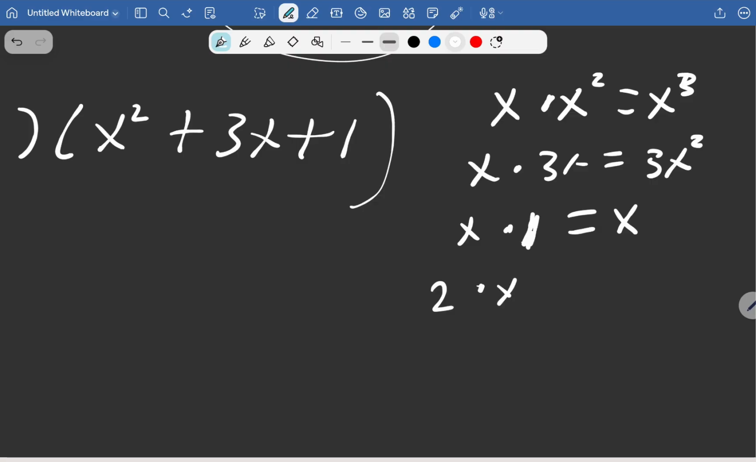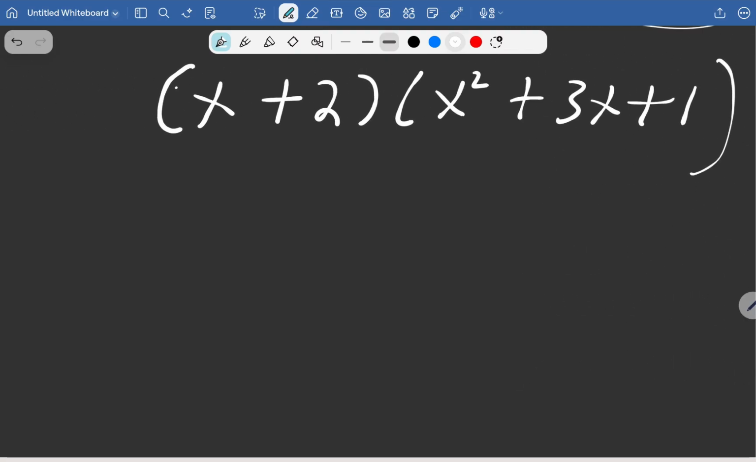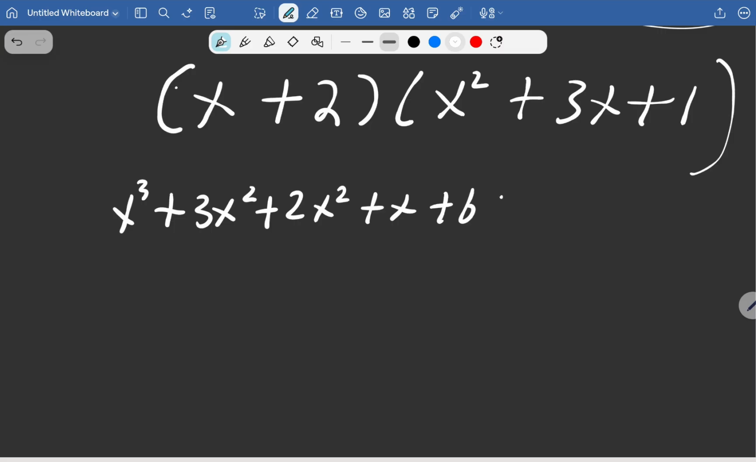Then we have 2 times x squared equals 2x squared. We still continue. 2 times 3x equals 6x. Then 2 times 1 equals 2. Now we're going to bring them together to combine like terms. So now we have x cubed plus 3x squared plus 2x squared plus x plus 6x plus 2.